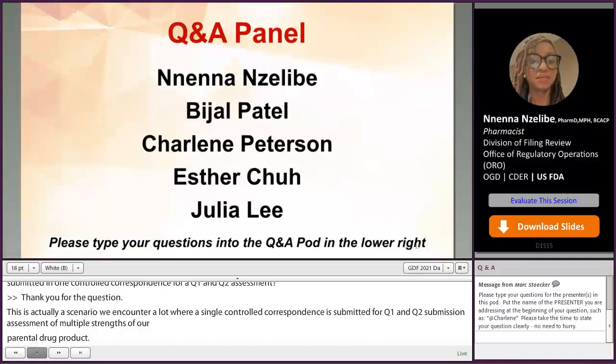So for parenteral drug products, the strength is determined by the fill volume. So even though multiple strengths of the drug product may share a common formulation, a separate Q1, Q2 formulation assessment request is recommended for each strength.